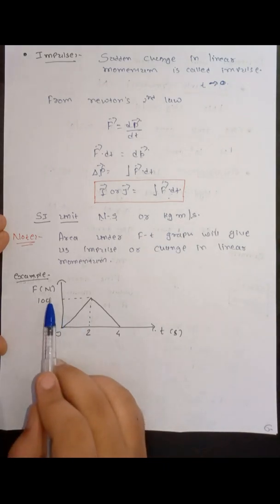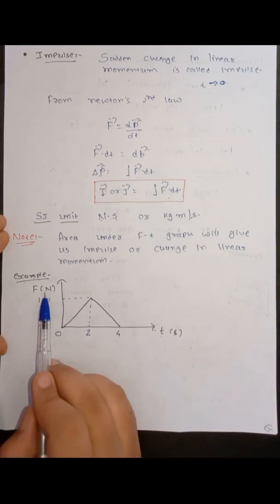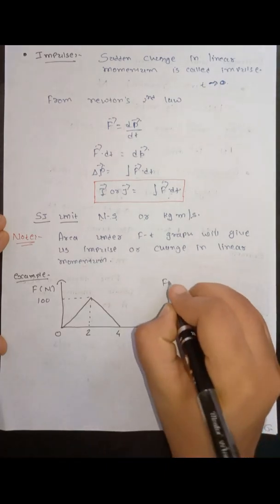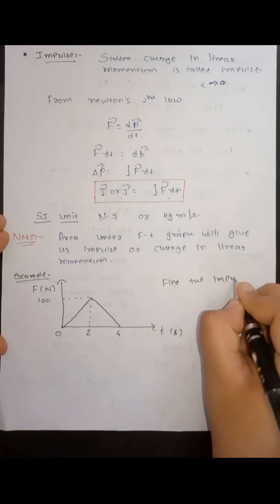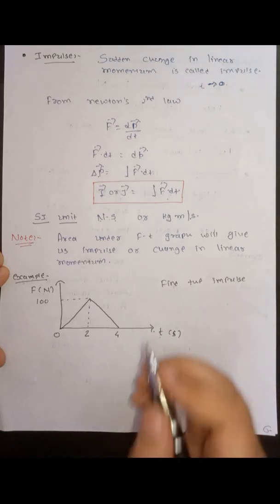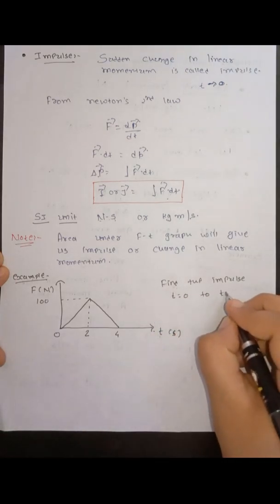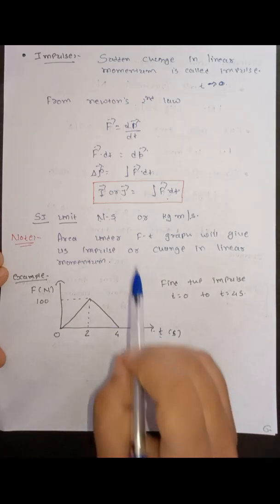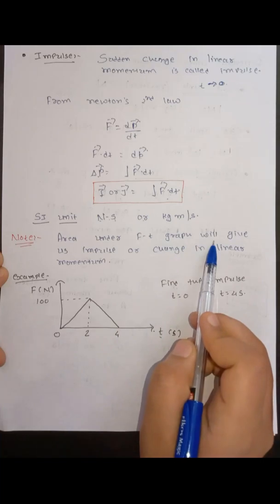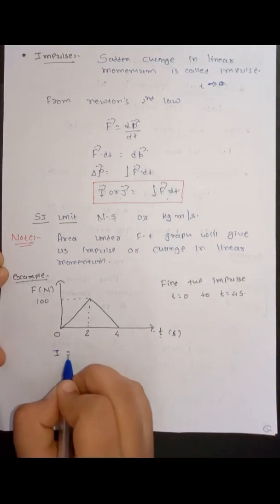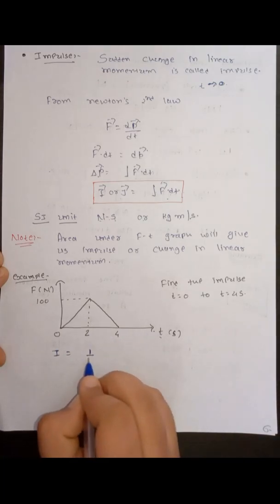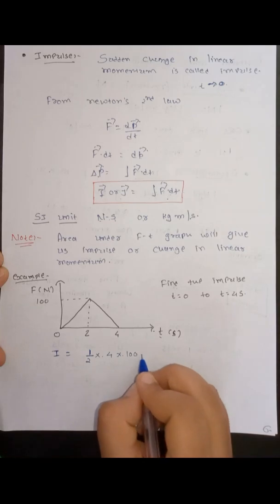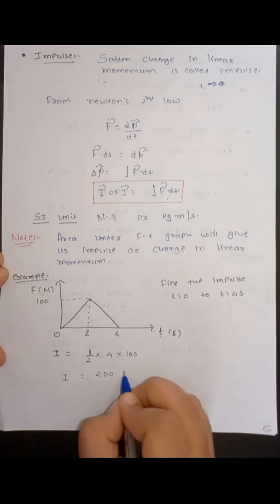In this question, a force time graph is given. The force is in Newton and time is in seconds. We want to find the impulse from t is equal to 0 to t is equal to 4 seconds. Here it is the force time graph, and as seen before, the area under the force time graph will give us the impulse. So magnitude of impulse will be the area of this triangle. Area of the triangle is half into base into height. Base here is 4 seconds and height is 100 Newton. So impulse will be 200 Newton second.